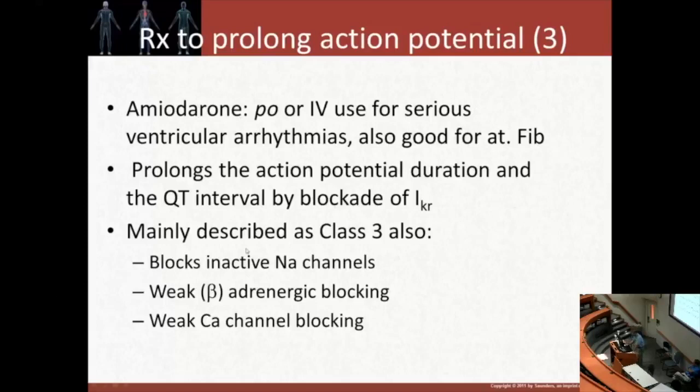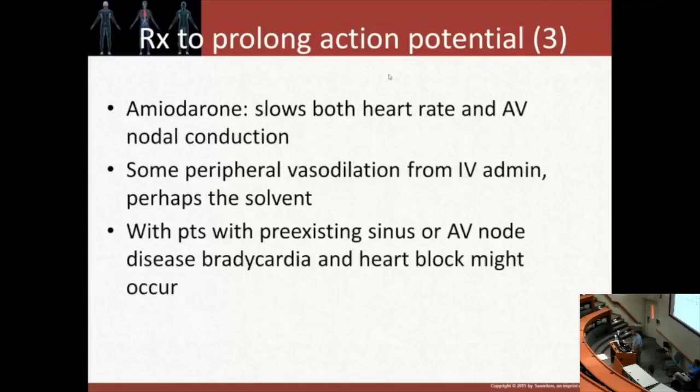Even though amiodarone is a class 3, it will also block sodium channels. It will also block beta receptors, although weakly, and it will also block calcium channels, albeit weakly. So even though it technically is a quote-unquote potassium channel blocker, it has principal outcomes in the other 3 categories, which makes it, in terms of the Vaughan Williams, kind of annoying. So what will happen physically if you give a patient amiodarone? It's going to slow the heart rate, but it'll also slow the AV nodal conduction velocity.